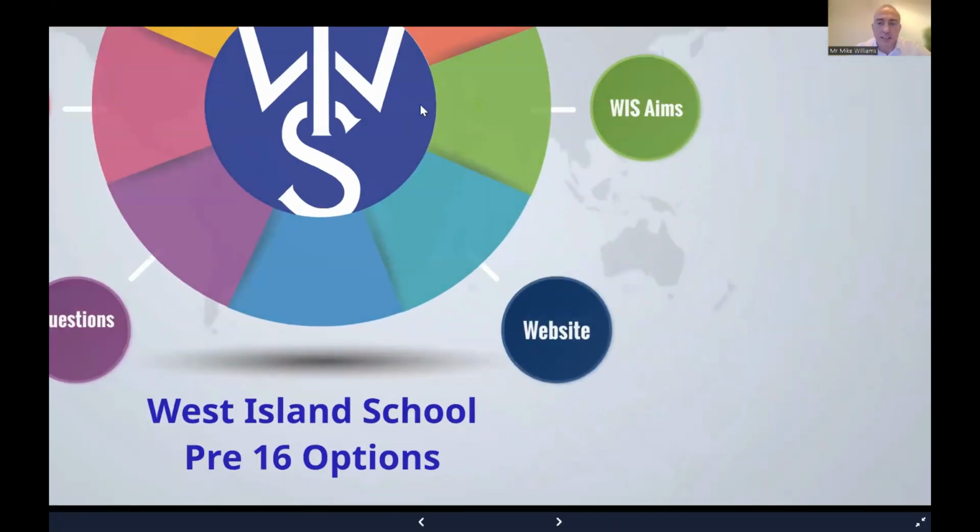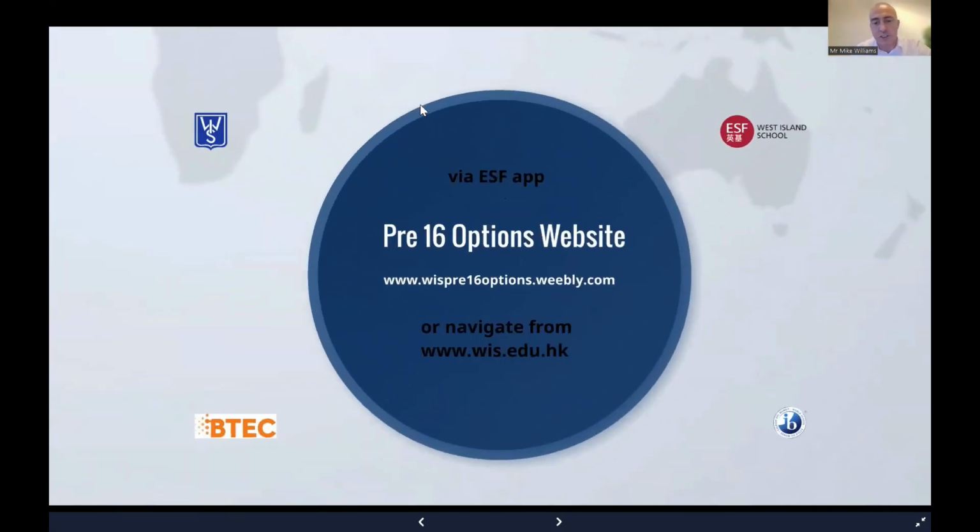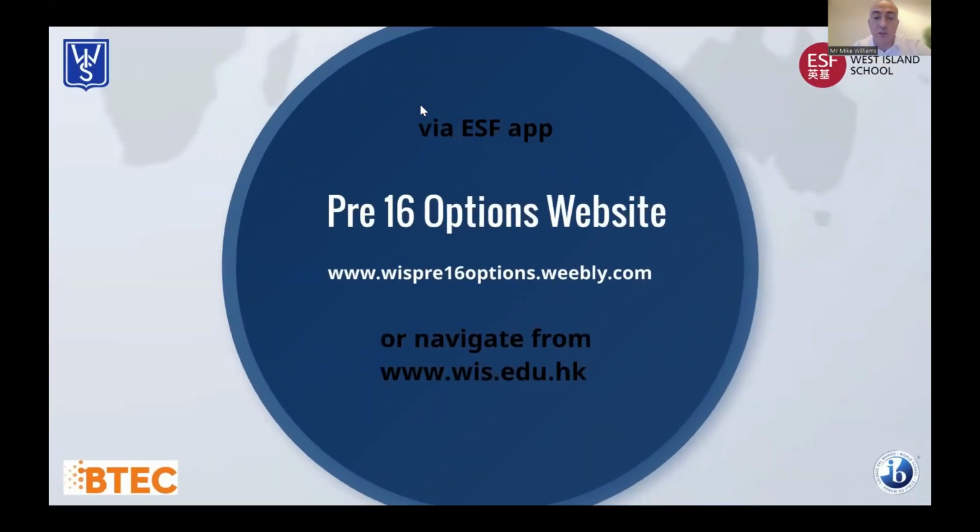There we go. So there's the website. To navigate to it, go on wiz.edu.hk or use the URL itself, which is there. So the only thing you need to write down now really is that wiz.edu.hk and look for the pre-16 options website.